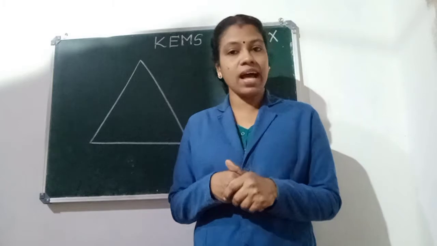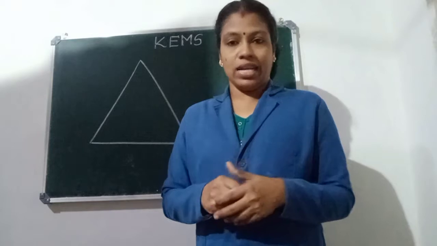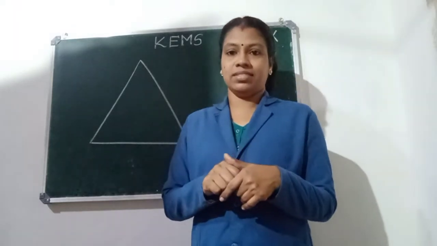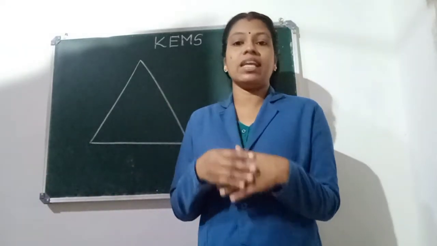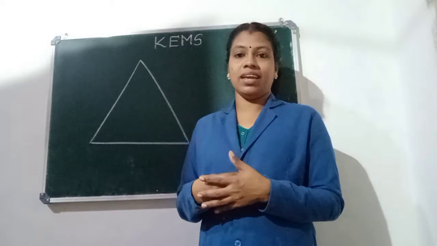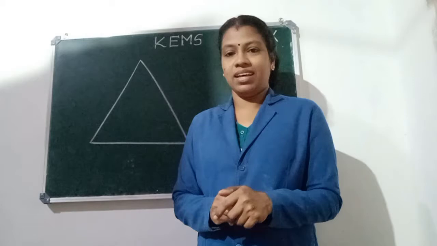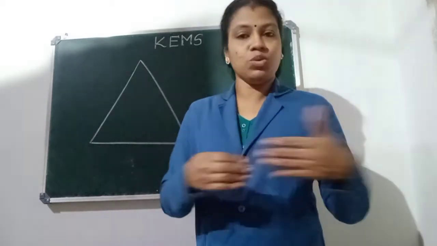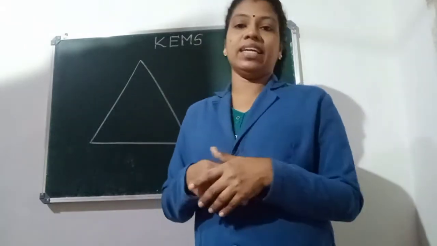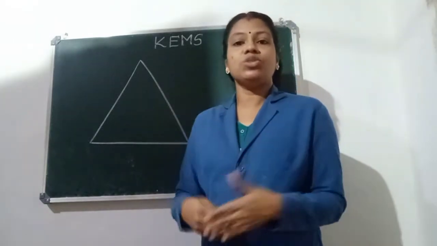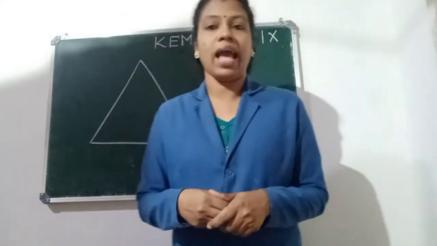Now the converse says that if a transversal intersects two lines such that a pair of interior angles on the same side of the transversal is supplementary, then the two lines are parallel. Clear? If the interior angles on the same side of the transversal sum to 180 degrees, then we can say that the two lines are parallel. Clear? These are the three important axioms.